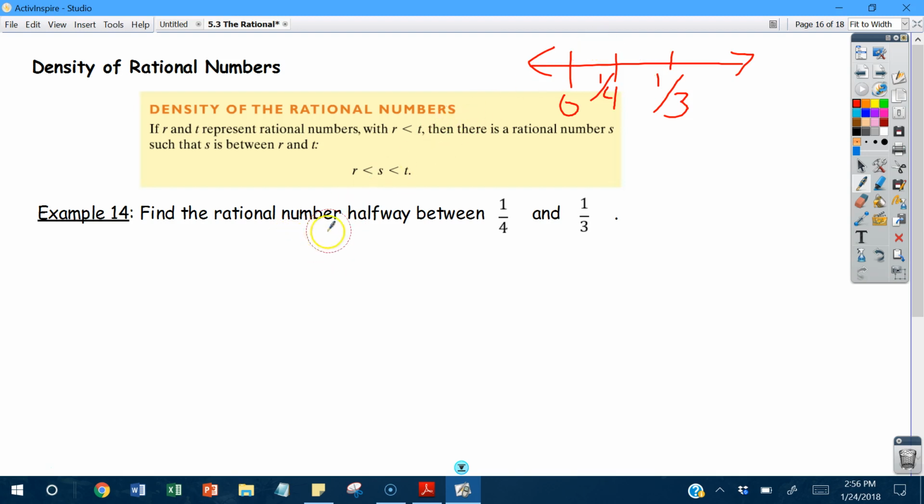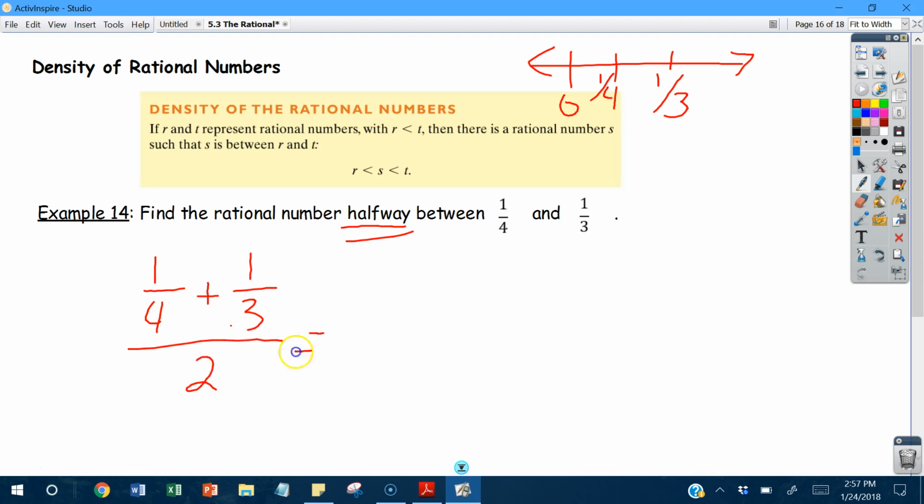And so in this example, we're actually going to find a number that's halfway between 1/4 and 1/3. And we know it exists already. We're just going to find out what it is just so we can show you it's there. So to find any number halfway between two numbers, we're just going to add these two up and divide by 2. It's kind of like finding the midpoint. And once we do that, we'll have that number.